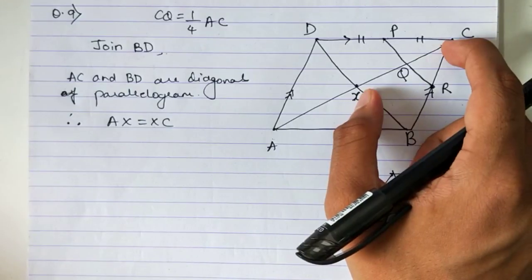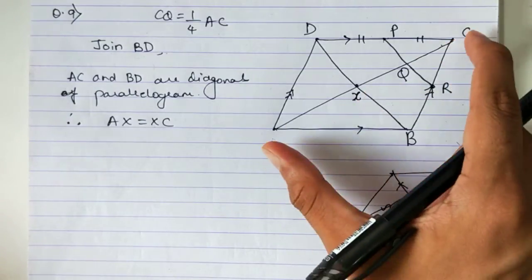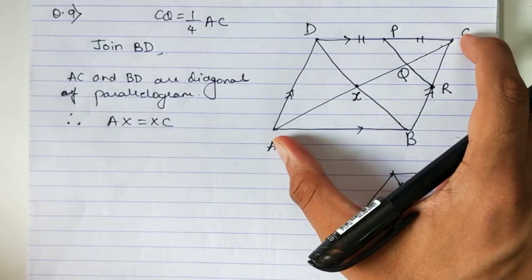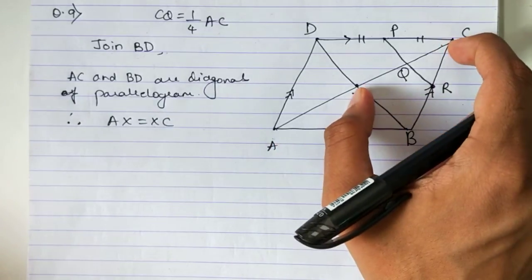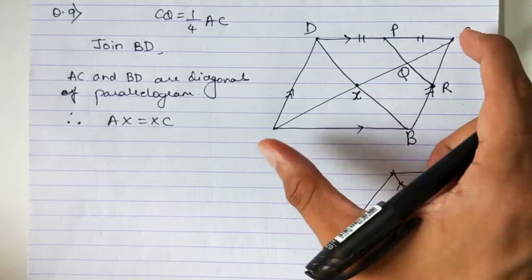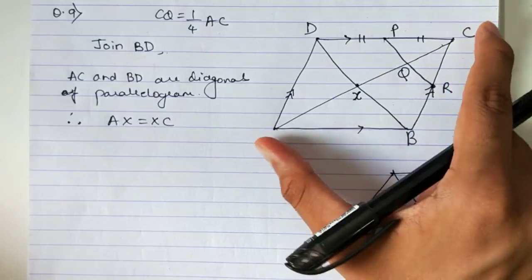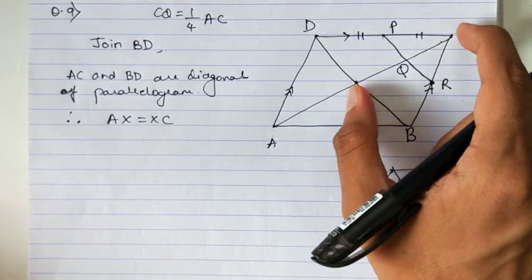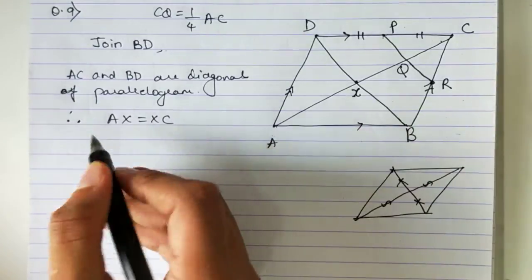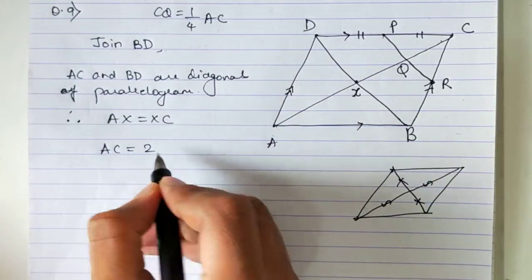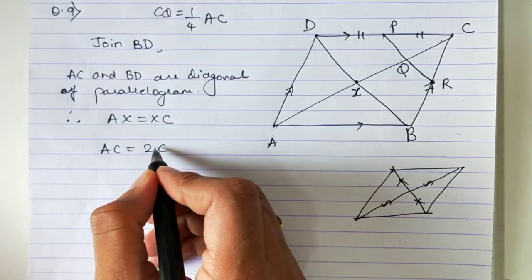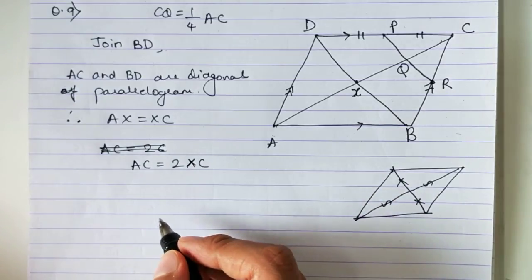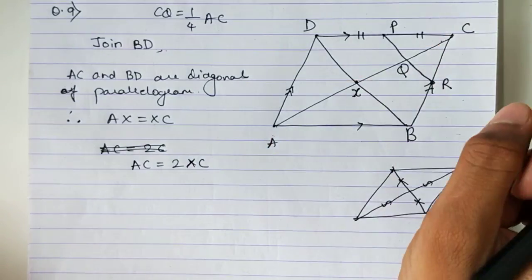If these both are equal, I can also say that this XC is half of AC, correct? Or if I double this XC, I will get AC, correct? This AC full diagonal, let's say full diagonal is 20, means this is 10 and this is 10, correct? So if we double this XC, double 10, we get the full diagonal 20. So I can write here like this, that AC is equal to 2XC.